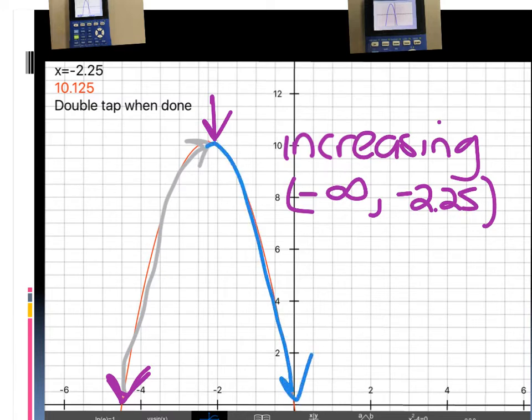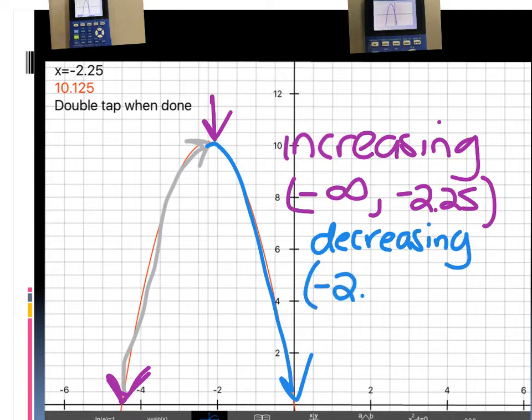And it starts falling, which means it is what? Decreasing. And it decreases from negative 2.25 to what? Positive infinity. So it's going from left to right, okay, when we're talking about the values that go into that interval notation.